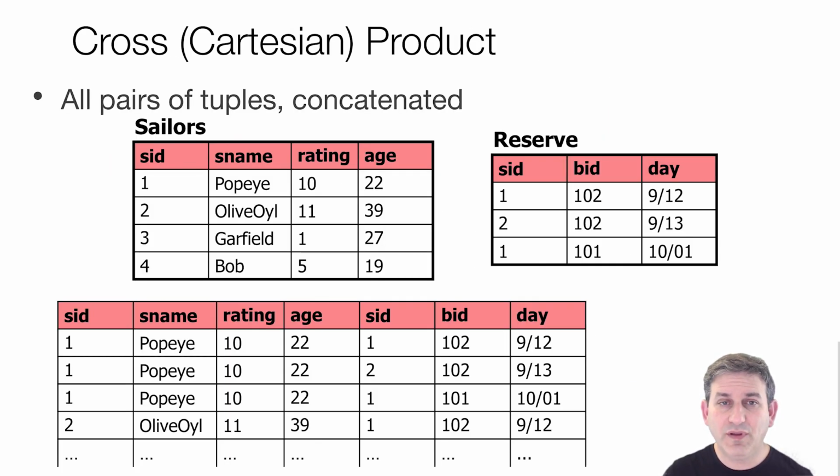Well, here's an example with two tables, our sailors table from our boating club and the reserve table that tells us when sailors have reserved a boat. To form their cross product, what we're going to do is form all combinations of sailor tuples and reserve tuples concatenated together, with sailors on the left and reserves on the right. So you see Popeye concatenated with reservations for 912, 913, and 1011. And then you see Olive Oil concatenated with all three of the reserves as well. And if we went through this, we'd see Garfield and Bob each concatenated with all three of the reserves tuples. This is a very big table, this cross product.